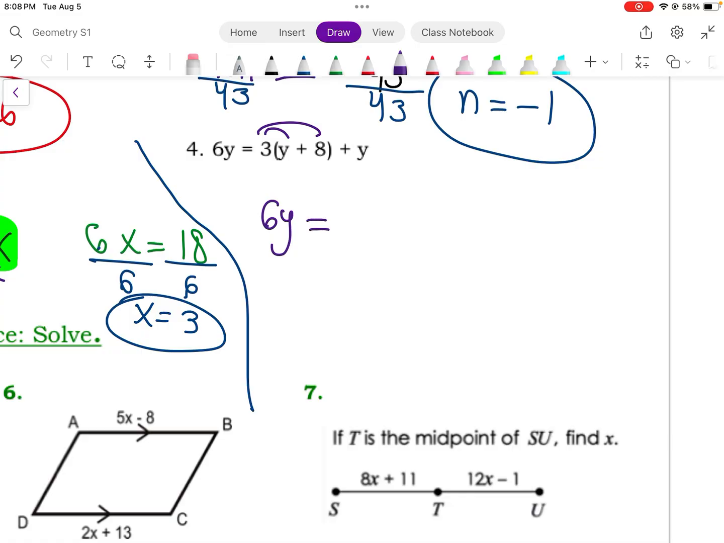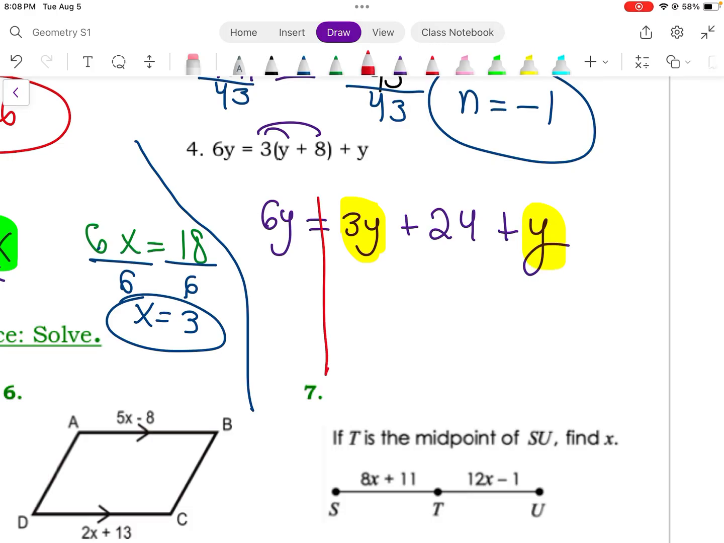So 6y on this side, then bring that 3 over, so 3 times y, and then 3 times 8 is 24, and then I'm going to drop down that y. Now again, let's clean house. So I have a 3y and a y. So how many y's do I have? I have 4 y's. Okay, and there we go.